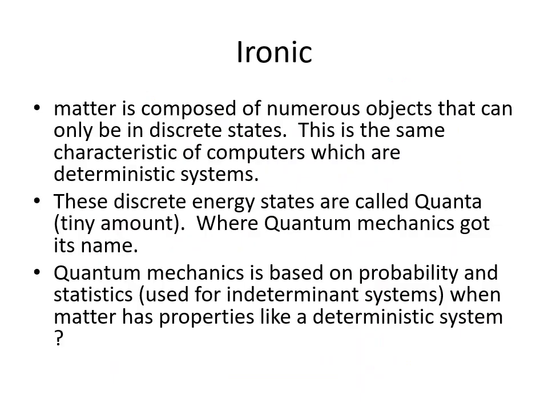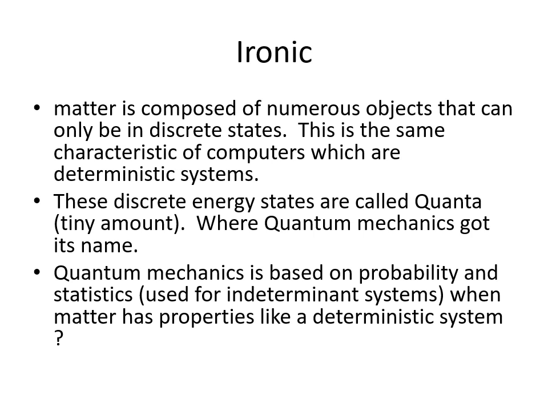It's ironic that matter is composed of numerous objects that can only be in discrete states. This is very similar to the characteristics of computers, which are deterministic systems. And the irony is that in matter, these discrete energy states are called quanta, which means tiny amount. This is where quantum mechanics gets its name.